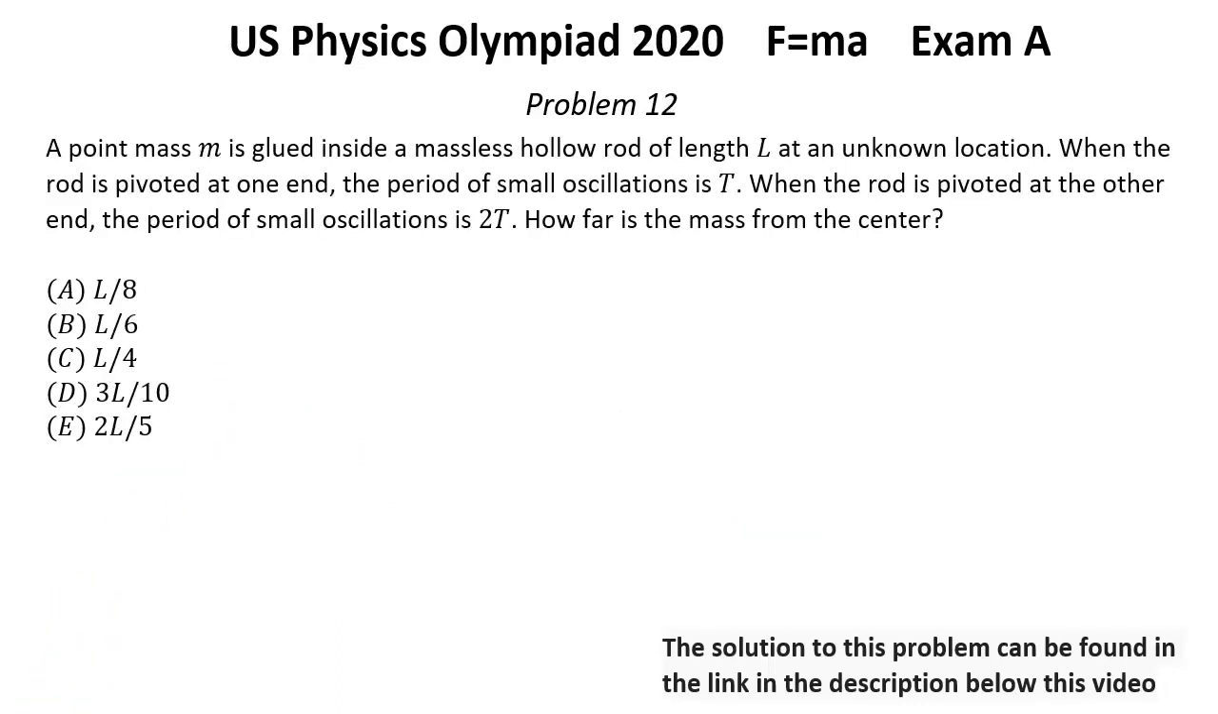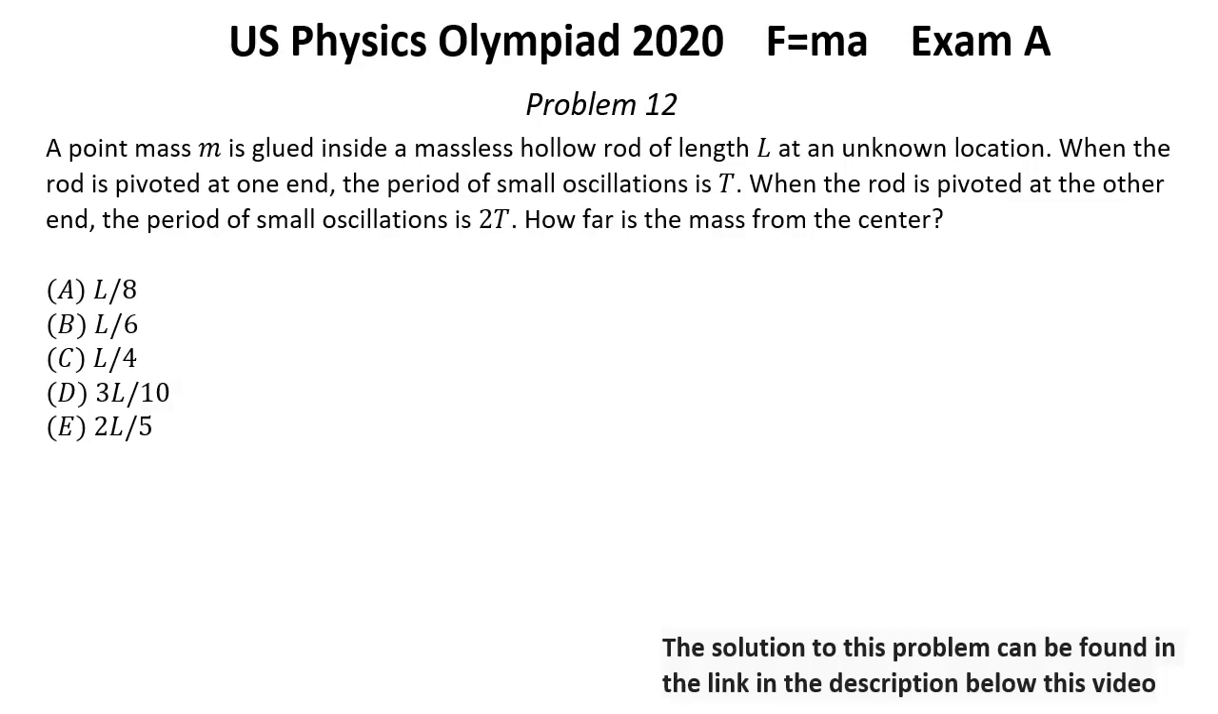Problem number 12. A point mass M is glued inside a massless hollow rod of length L at an unknown location. When the rod is pivoted at one end, the period of small oscillations is t. When the rod is pivoted at the other end, the period of small oscillations is 2t. How far is the mass from the center? Solution for problem number 12.